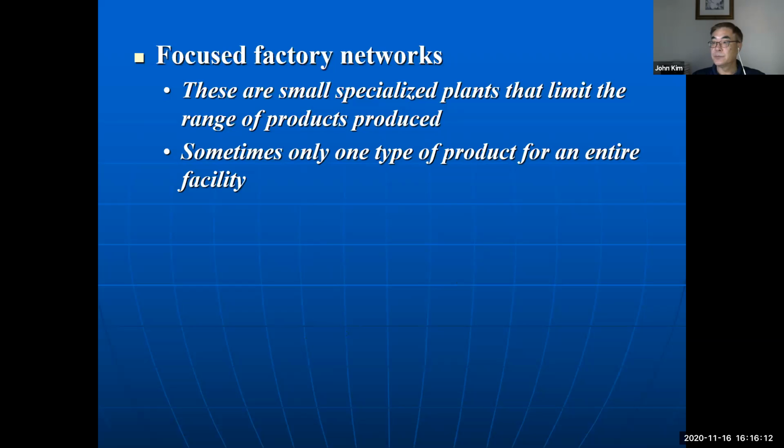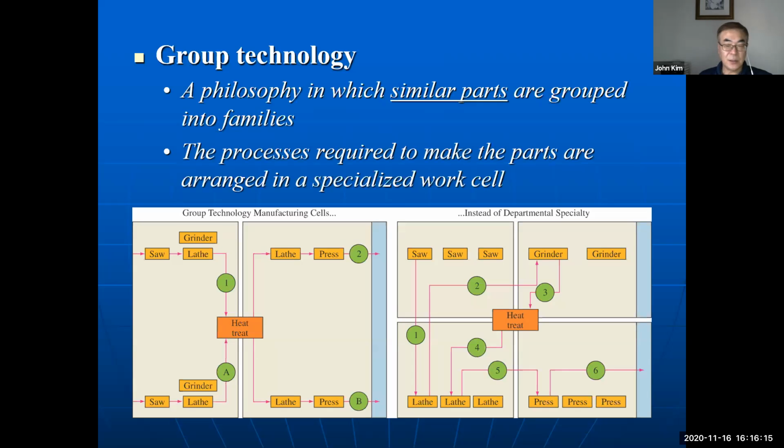Okay, next one, group technology. Before using group technology, usually there is a department type or functional type layout. Using group technology, find similar parts or similar common processes that make a cell, like a grouping. Then they make a layout using a cell. We call this cellular layout.